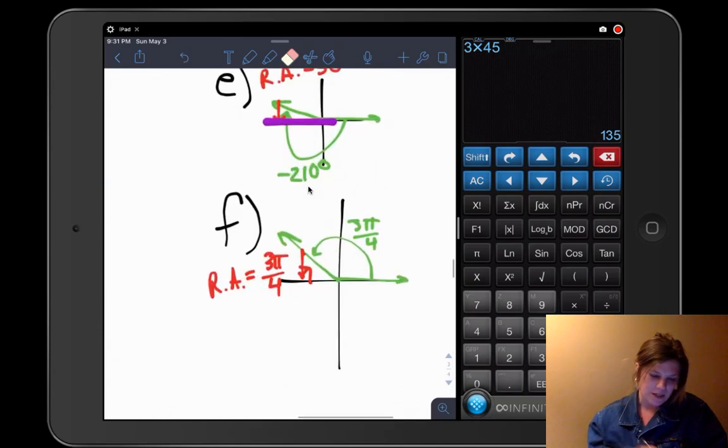Oh, that's not correct. This should be just pi over 4. Just pi over 4 for that one. My bad. Okay.